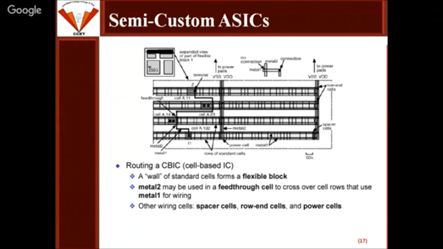So metal 2 may be used in feed-through cells to cross over cell rows that use metal 1 for wiring. Other wiring cells like spacer cells, row-end cells, and power cells are also there. Clock interconnections are also there, so clock cells are also included in that.